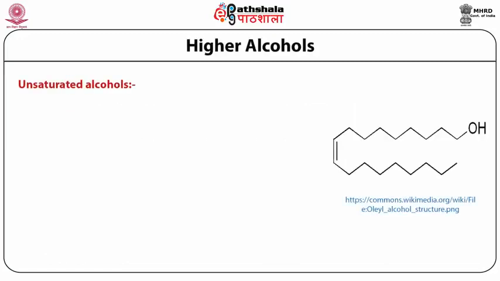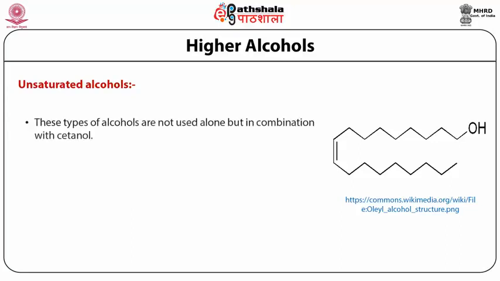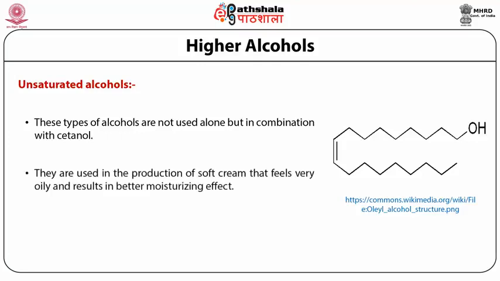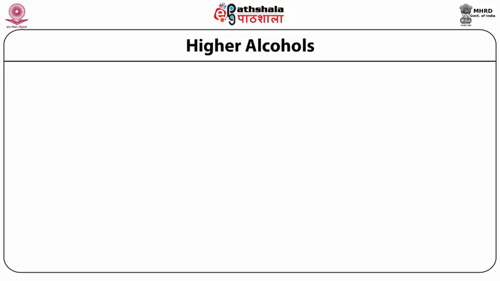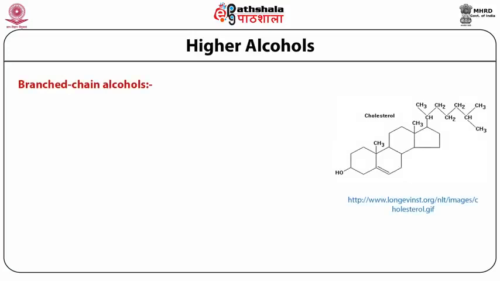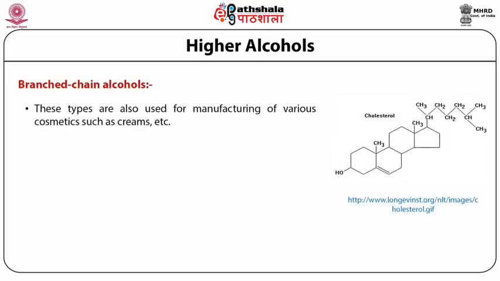Second, unsaturated alcohols. These types of alcohols are not used alone but in combination with cetanol. They are used in the production of soft creams that feel very oily and result in a better moisturizing effect. An example of unsaturated alcohols is oleyl alcohol. C represents branch-chain alcohols. These types are also used for manufacturing of various cosmetics such as creams, etc.